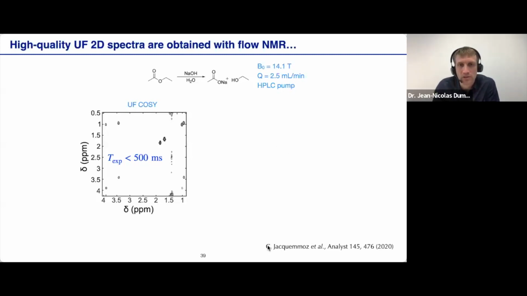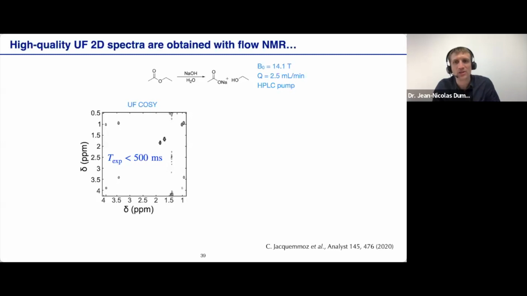It was the work at the time of Corentin Jacquemot, a PhD student in the team. And this is a COSY spectrum obtained in less than 1 second. It's always striking to realize that this data can be obtained so fast and in a single scan, and on a sample that is flowing at 2.5 milliliter per minute. It actually looks rather good. I was surprised and was expecting that the situation would be much worse.